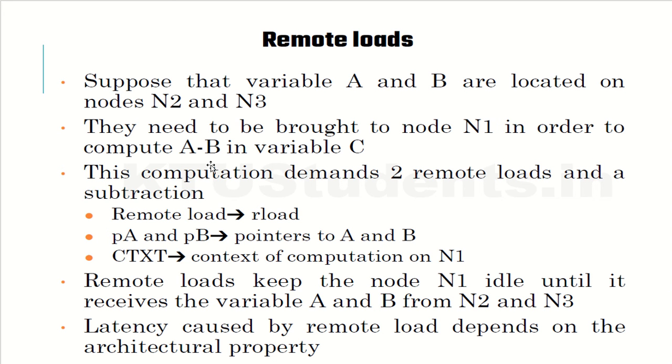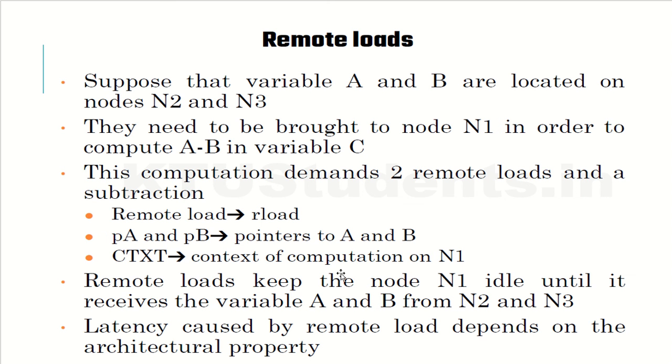C is assigned to some other node, and you have to take the value of A and the value of B. But they are not part of the original node, which means A has to be remotely loaded and B also has to be remotely loaded. So there are two remote loads. You have to perform two remote loads, then subtract the data, then store the value. So this is what happens. You call the remote load R load, and let PA and PB be the pointers to A and B.